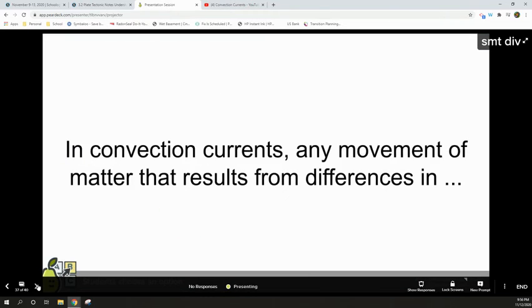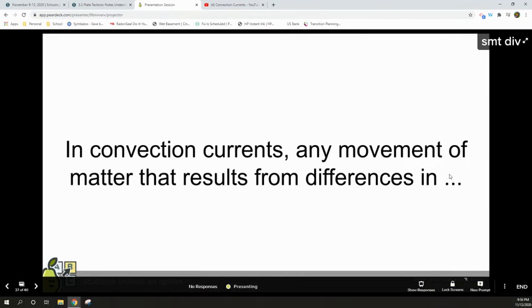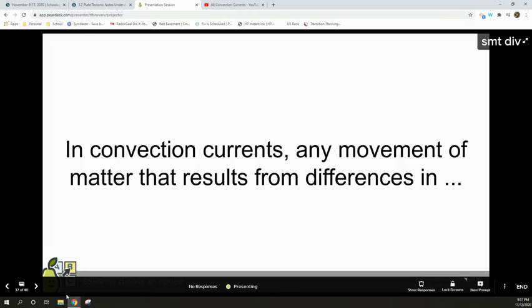Okay, in convection, any movement of matter that results from differences in what? The answer to this question is differences in density. So again, warmer water, warmer mantle rock, which we call magma, rises because it's less dense, and cooler magma sinks because it's more dense. So the answer to this question is density.